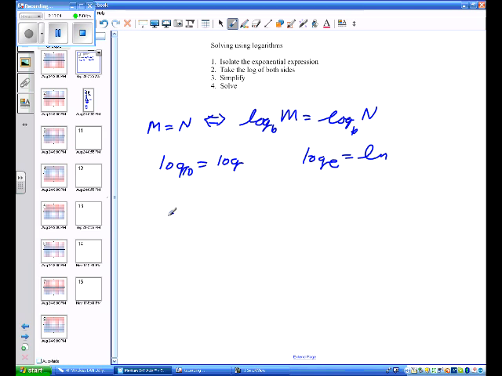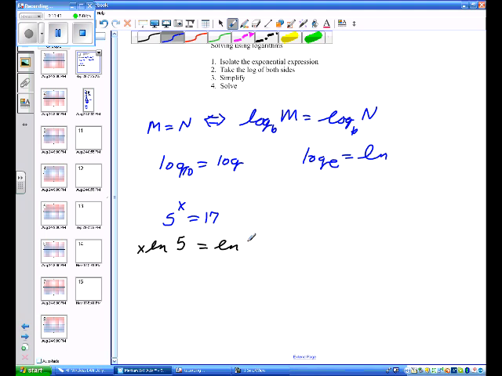So let's say we want to solve this problem: 5 to the x equals 17. We want to solve for our exponent. And I don't know how to do this. Your calculator doesn't do this. So we need a method for doing it. This is where we'll deal with our logarithms. We have two numbers equal, so we're going to take the log of both sides. So I'm going to say the natural log of 5 to the x, which is the power times the log, is equal to the natural log of 17. We simply took the log of both sides.